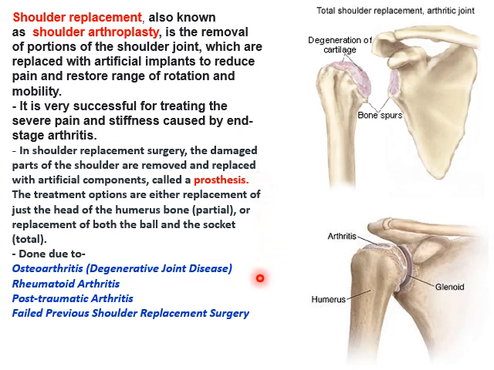Total replacement is considered when a patient has osteoarthritis, that is degenerative joint disease, or rheumatoid arthritis, post-traumatic arthritis, or very rarely a failed previous shoulder replacement surgery. That can happen when the prosthesis is loosely implanted or the prosthesis itself has been dislocated from its normal position.